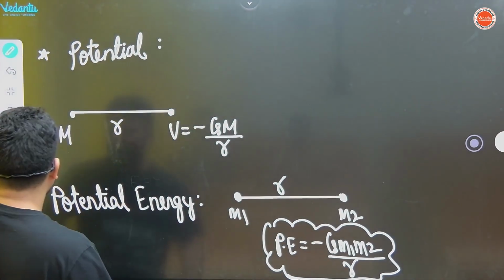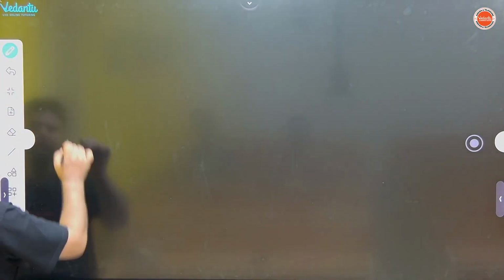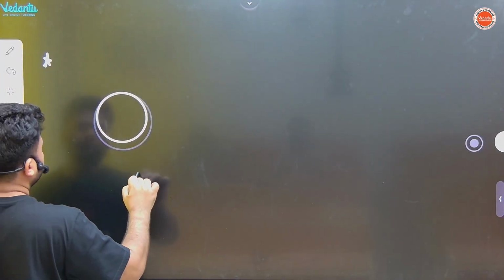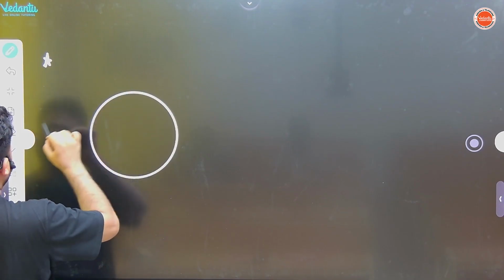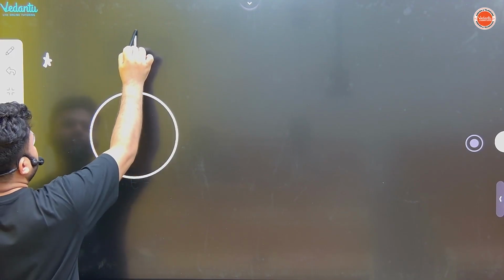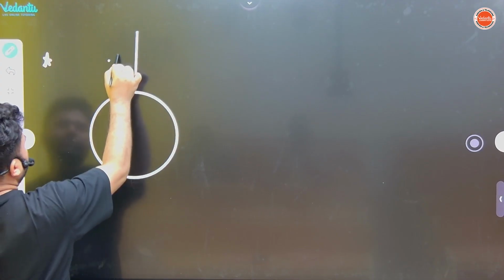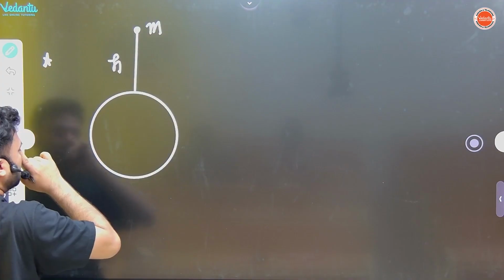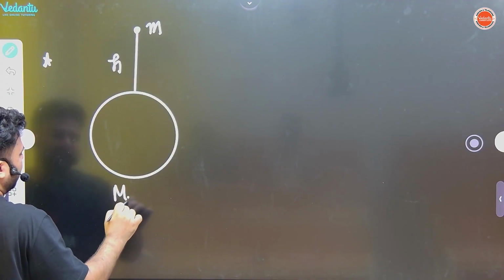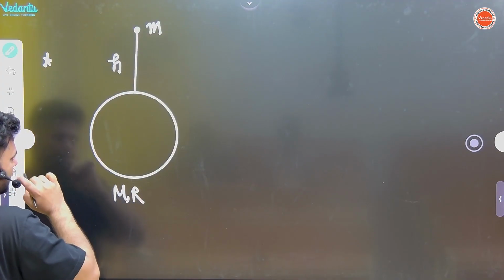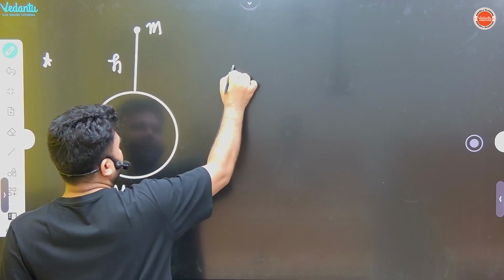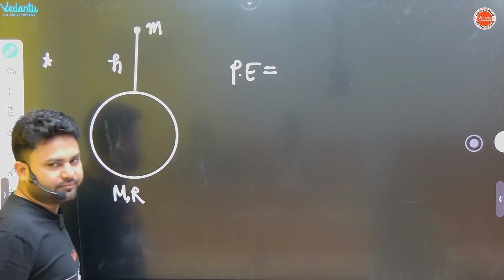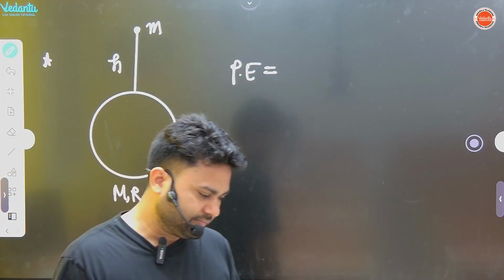Now what they will give? They will give like this, that there is earth, and at a height h there is mass m, small m. M is the mass of the earth, r is the radius of earth. They will ask what is the potential energy of the system. What you will write? Tell me, potential energy of this system.